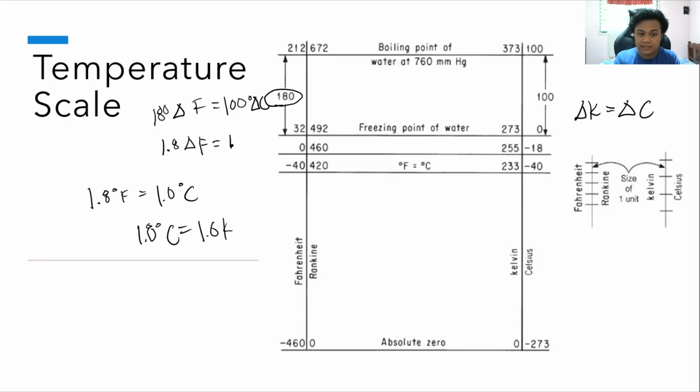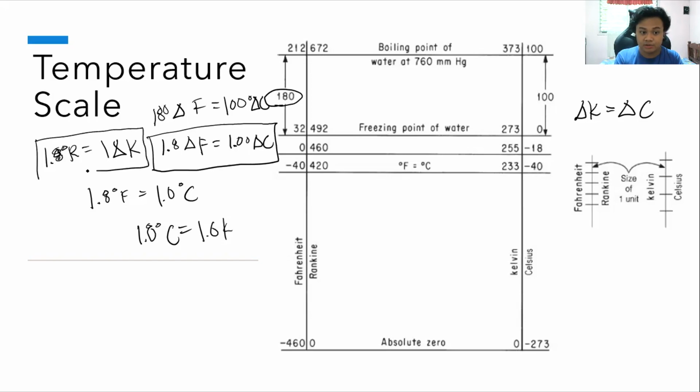So this now is the reason for the relation na 1.8 multiply sa range ng Fahrenheit, and then 1 will be multiplied by the range of degrees Celsius. Okay, so this is also true with degrees Rankine. So that's why we have this relation also. Okay, so that's that.